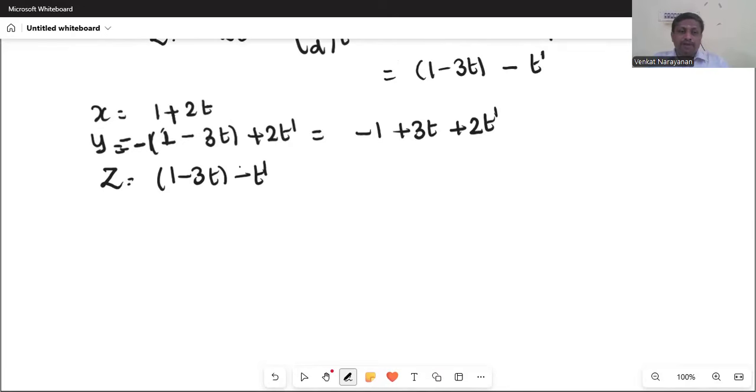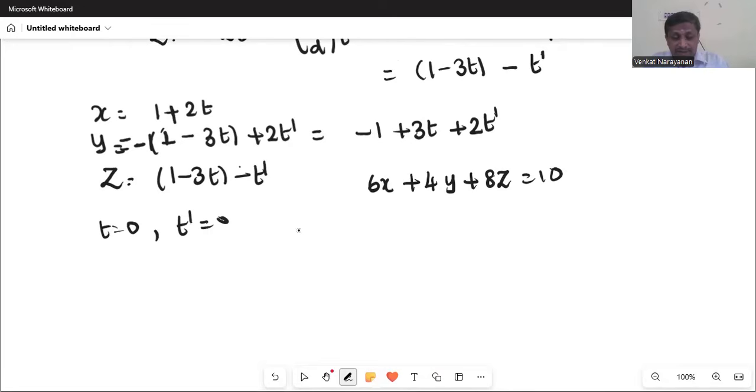Okay. Now, we want to check whether the equations are correct or not. At that time only we can confirm the equation. So what is the equation I have? 6x plus 4y plus 8z equal to 10. Now I want to verify whether these solutions are correct or not. How to verify this? Take t equal to 0 and t dash equal to 0.